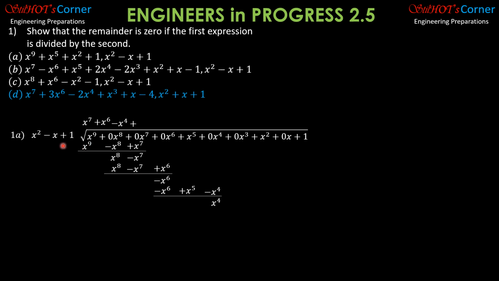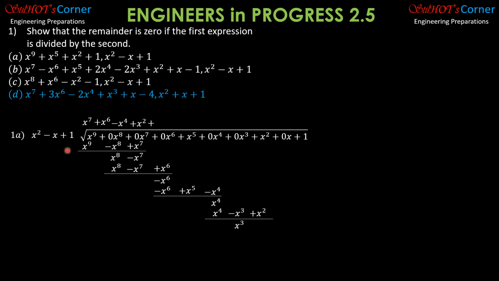x to the 4th divided by x squared is positive x squared. x squared times x squared is x to the 4th. x squared times negative x is negative x cubed. Then x squared times 1 is positive x squared. Subtract. So x to the 4th will be eliminated. 0 minus negative x cubed is x cubed. Then x squared minus x squared will be 0. So what remains here is x cubed.